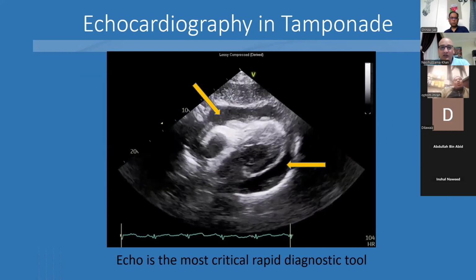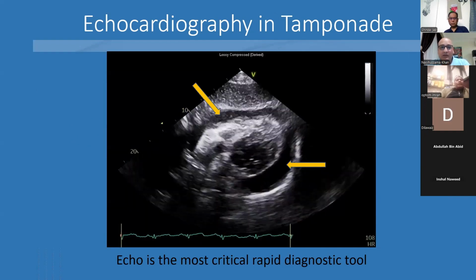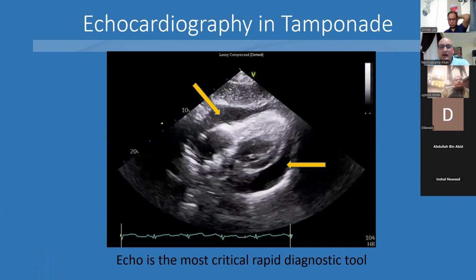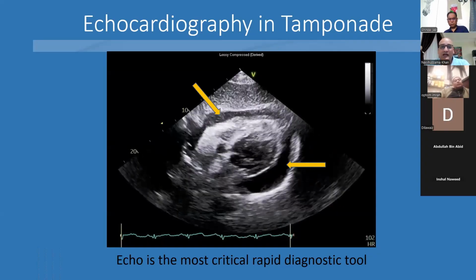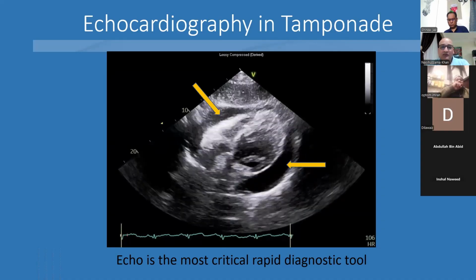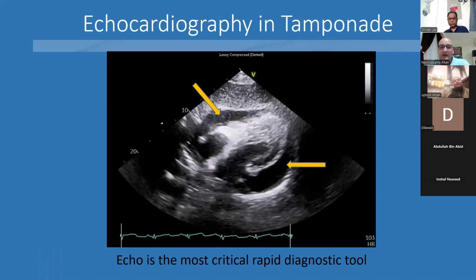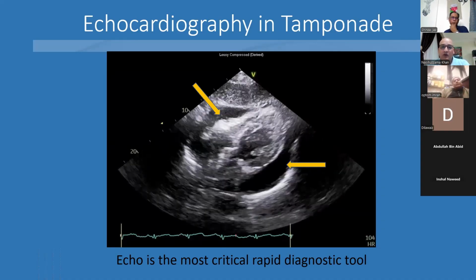So in this video, we can see in echo, the heart and surrounding the heart, there is effusion. So the heart is swinging like anything. So this is the most critical and rapid diagnostic tool. Quickly, you can diagnose with the echo.